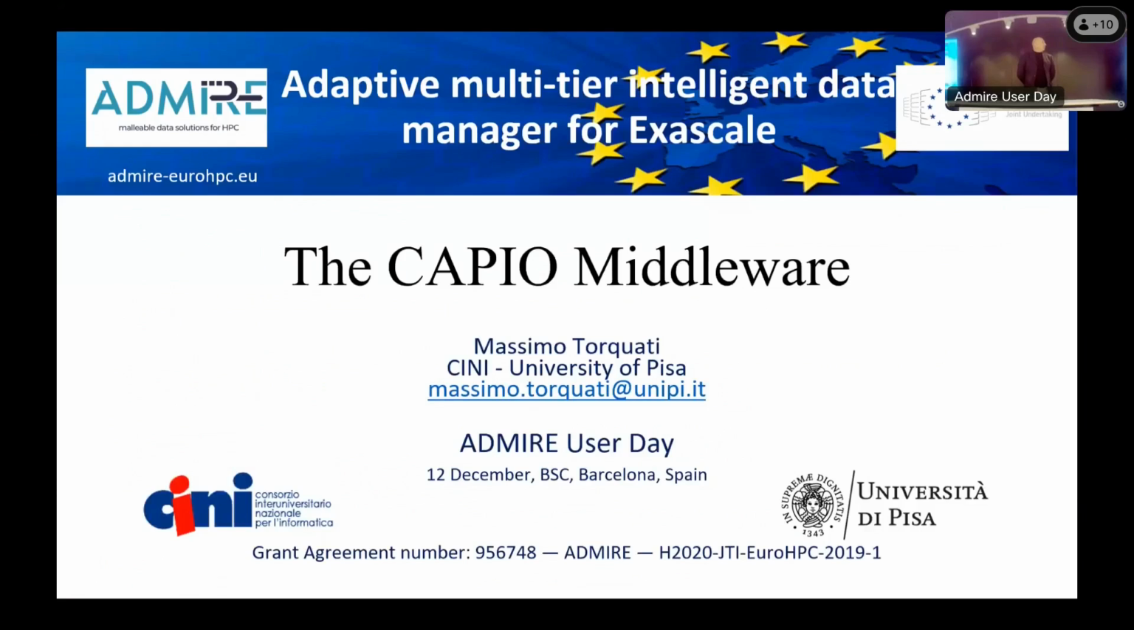Today I'm going to describe a little bit the CAPIO middleware, entirely developed within the Admire project. CAPIO stands for Cross Application Programmable I/O. It is meant basically to coordinate I/O in workflow applications.